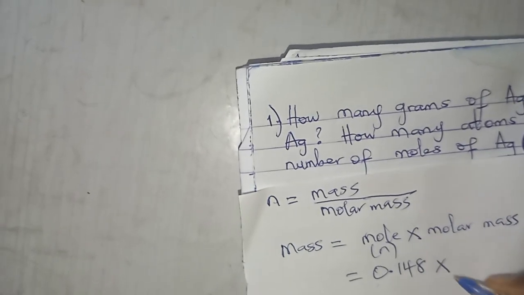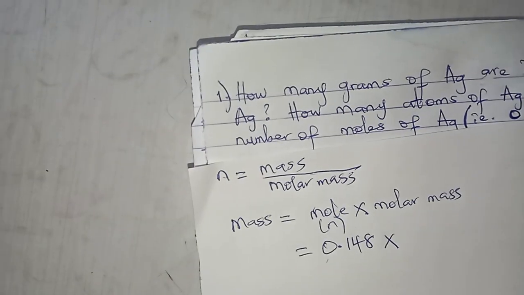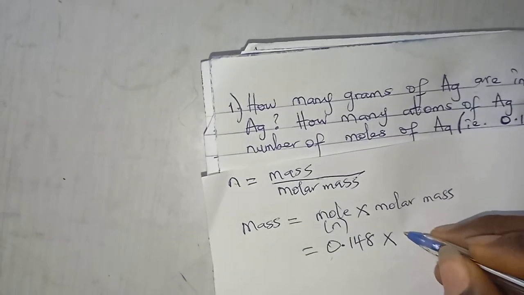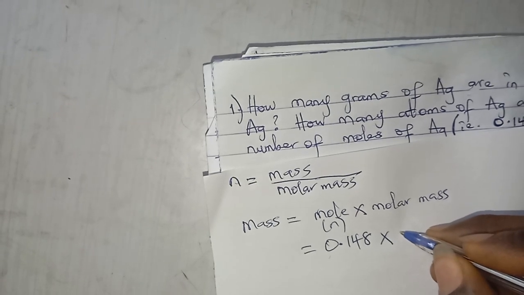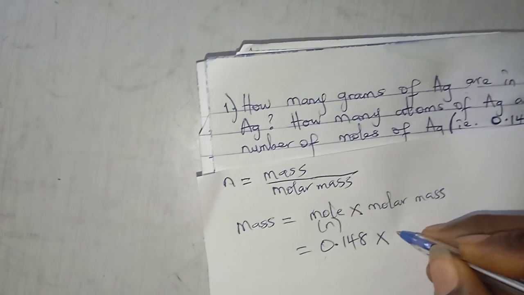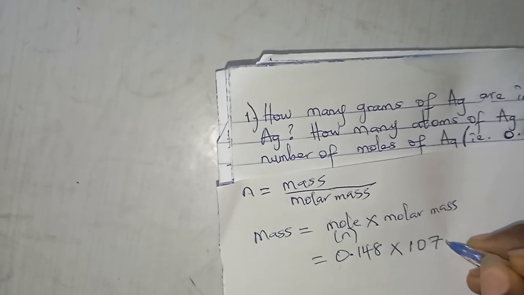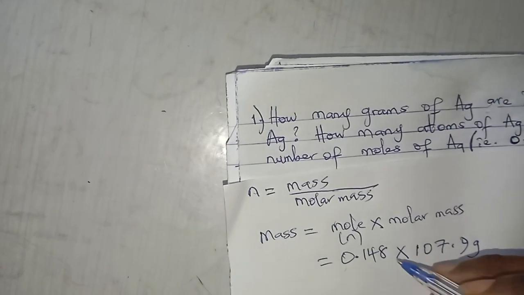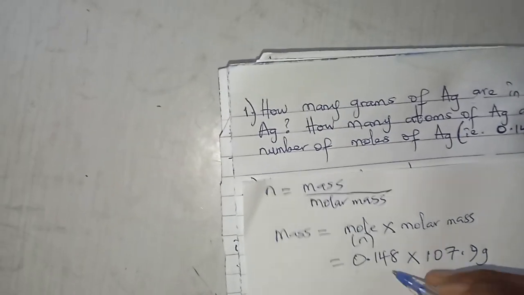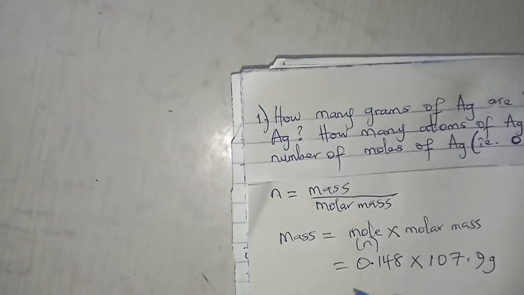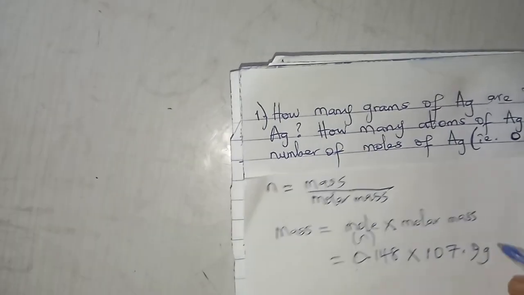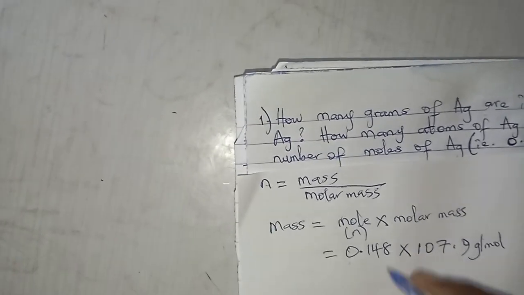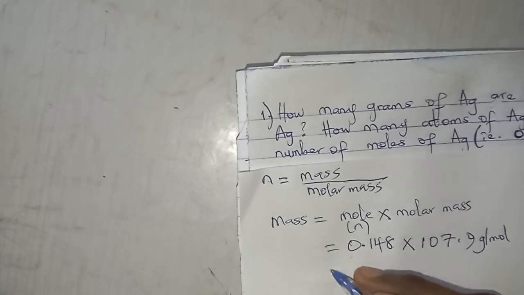0.148 times the molar mass of silver, that is the atomic mass. I told you for elements you talk about atomic mass, for compounds you talk about molar mass. It's the same thing, molecular mass. So it's 107.9 gram. This molar mass is gram per mole. This one is in mole, so mole will cancel, left with gram.